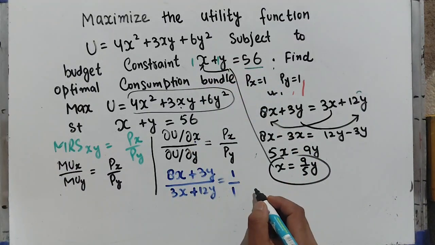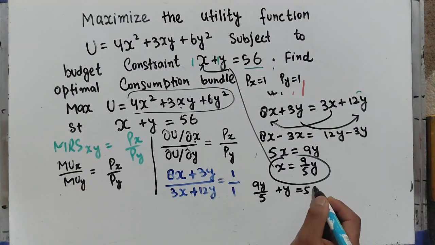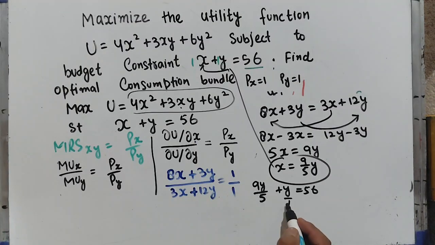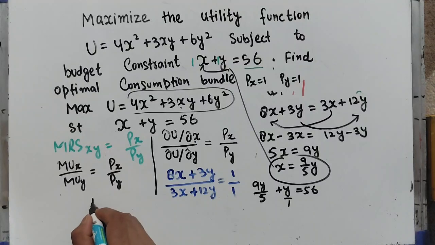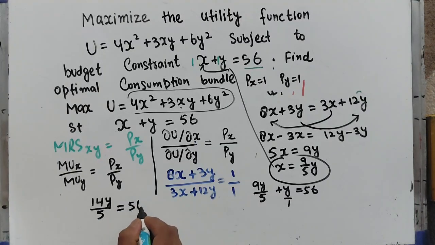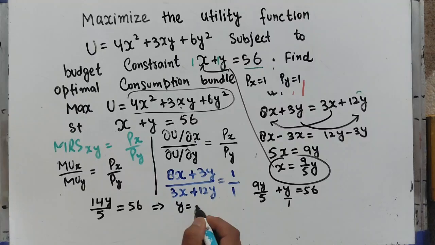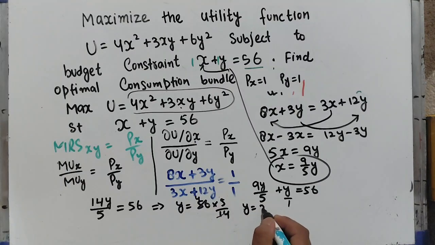Now plug this value of x into the budget constraint here. So in place of x we have 9y upon 5 plus y is equal to 56. Okay, so do cross multiply. We have 9y plus 5y, which is 14y upon 5 is equal to 56. This implies y will be equal to 56 times 5 upon 14. 14 ones are 14, 14 fours are 56. So 4 fives are 20. So y will be equal to 20.